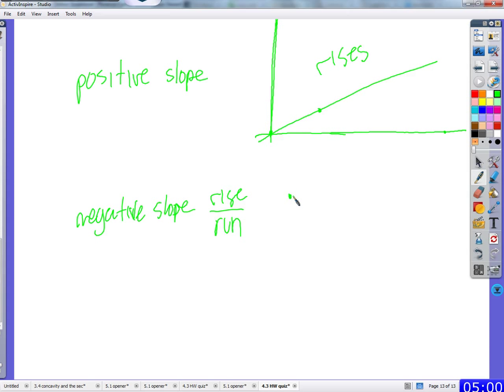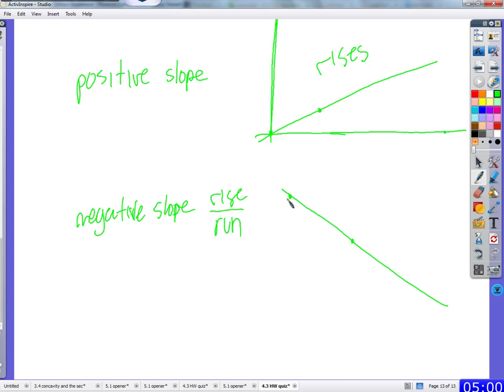So if we start at this point and we move positive, if I'm moving to the right, which one of these is positive? The run is positive. So then we have to move which direction? Down, to get to our next point. If I move down, which one of those is negative? The rise, so the run has to be positive. What if we start here and now we move up? Rise is positive, so run has to be negative.